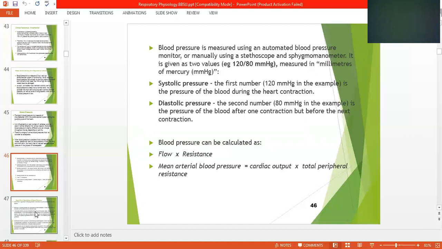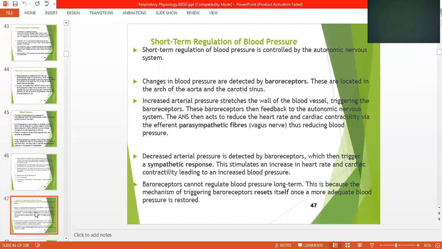Blood pressure can be calculated as flow times resistance: how fast the blood flows and how much resistance is happening in the blood vessels. Mean arterial pressure is the cardiac output, meaning how much blood is coming out of the heart in one stroke or contraction, multiplied by the total peripheral resistance. Then we will talk about the short-term regulation of the blood pressure.